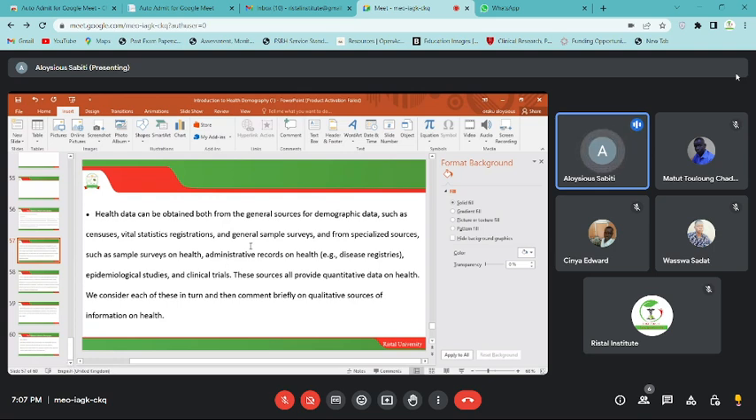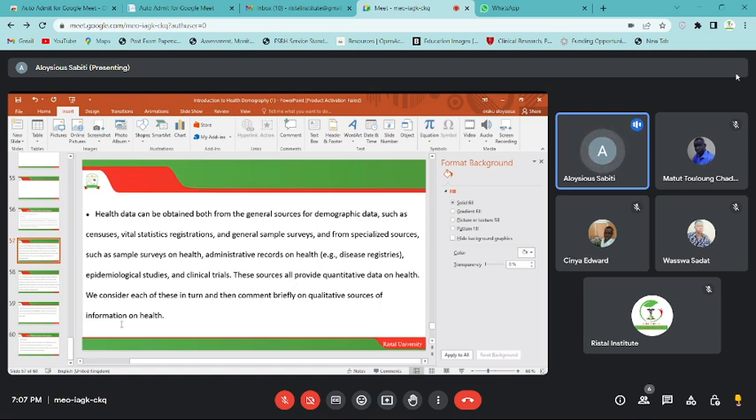But it is very key that you don't limit your information to vital statistics or census or sample surveys. You can even realize that there are administrative records on health, for example, disease registers, but also if you looked at outpatient registers in health facilities, you'll be able to realize that they are a very important data collection tool.